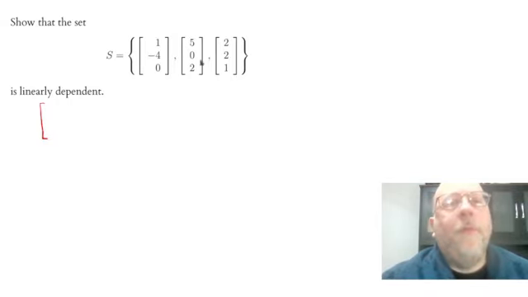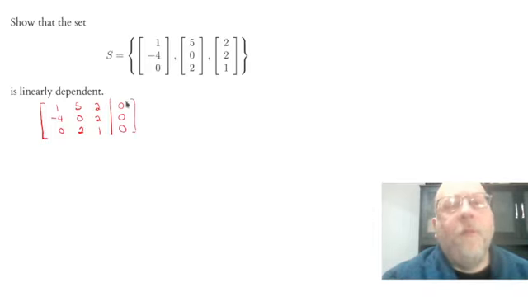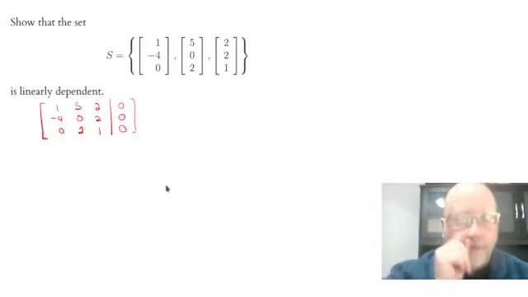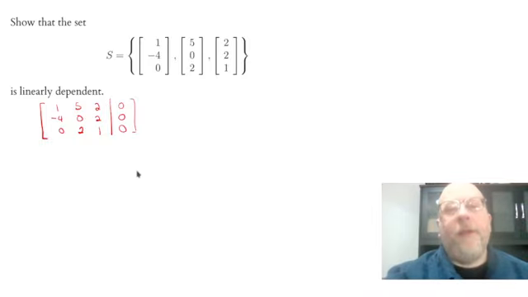So I'm going to put these vectors into a matrix, and I'm going to augment it with all zeros. But as we'll see in a little while, augmenting with zeros isn't really necessary, but I'm going to go ahead and do that for this example. And we're going to go ahead and put this into echelon form.